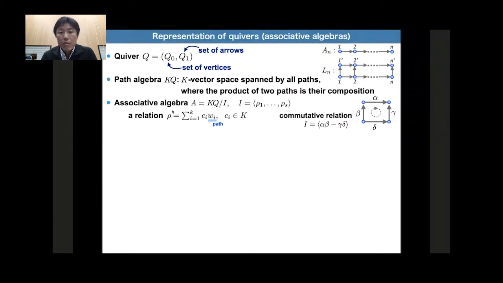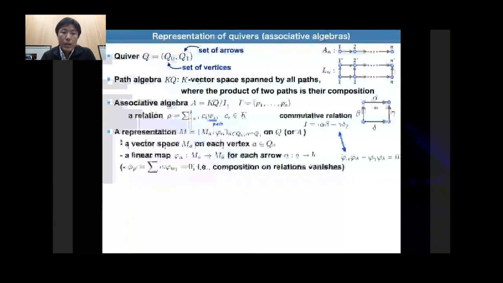And then an associative algebra is also defined by a so-called relation ideal. Here, a relation rho in a quiver is defined by a linear combination of paths with the same source and the same sink. An important relation is the commutative relation, as you know. It means that we identify this path, beta alpha, with this path, delta gamma. Taking the quotient by this ideal defines an associative algebra. In this algebra, we identify these two paths.